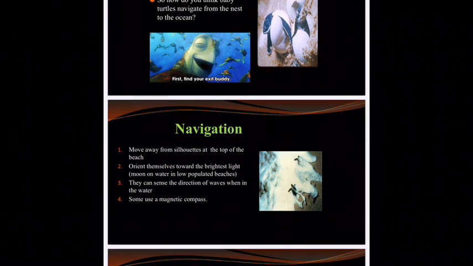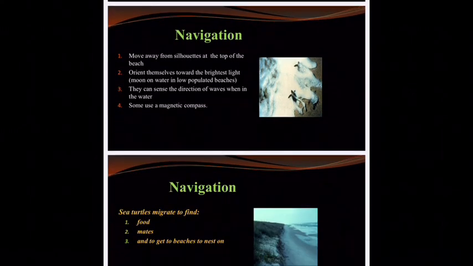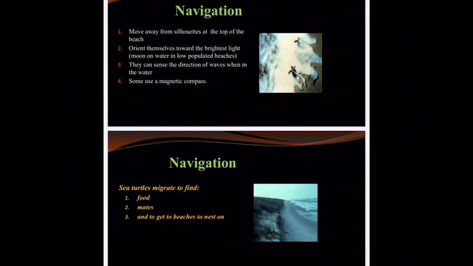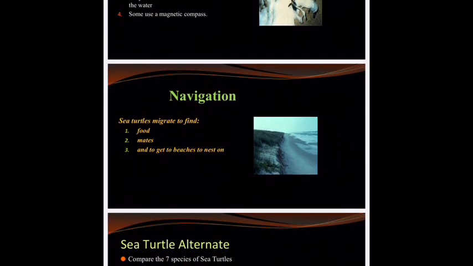And we have no idea how they come back to the same beach. We just don't know. For millions of years, it's something that's passed from mother to child, mother to child. And some people say it's a magnetic compass, but I don't know. But they do migrate all over the world's oceans to find food, to find mates, and to go to beaches to nest on.